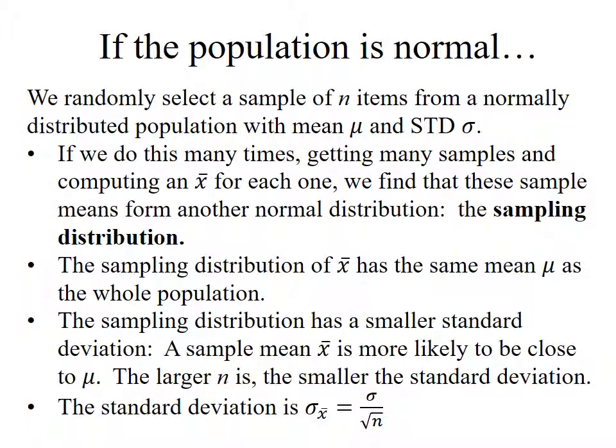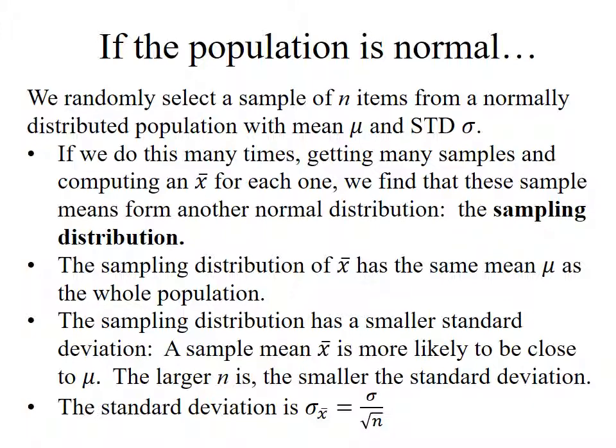Now, here's the cool thing. If our population is normally distributed, so I've randomly gathered a sample of n items from some normally distributed population out there, and this population has a mean mu and a standard deviation sigma, what would happen? What will that look like? Well, if I did this a whole bunch of times, gathering many different samples, and each time measuring my sample mean x bar, what I'll get is what we call the sampling distribution, where all those x bars are.